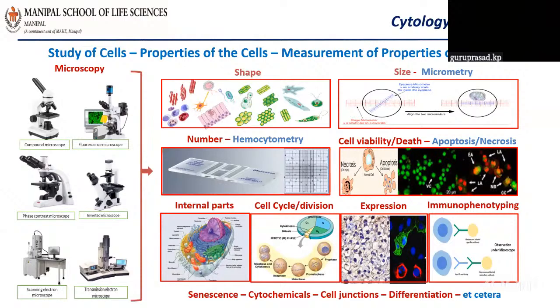Or maybe after cell division, the cell is differentiated into different lineages. So how they are differentiating, all these things we will be looking at, and all these are nothing but properties of cells that we are studying using a tool that is nothing but the microscope. As I mentioned earlier, starting from bright field to electron or photon microscope, we have a variety of microscopes. We use different microscopes for different purposes, but whatever it is, we are studying the properties of cells. So cytology is nothing but the study of properties of cells.